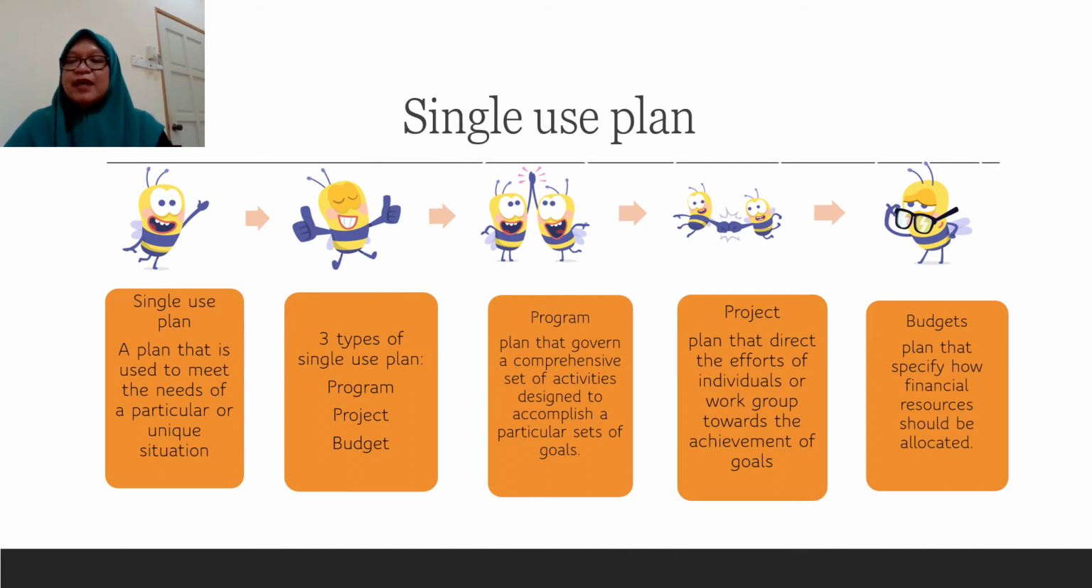And the last one is budget. A budget is a plan that specifies how financial resources should be allocated. Budget of course is specific to financial resources. For example, the government budget for 2020 compared to 2021 will be different. It cannot be the same.